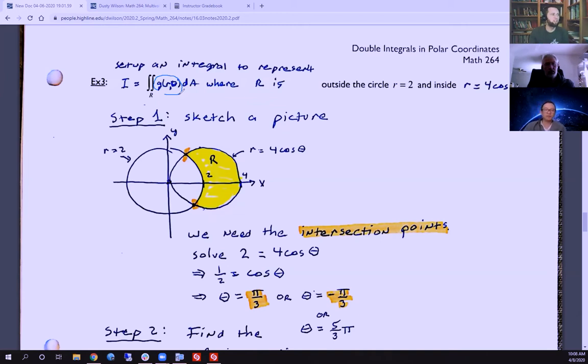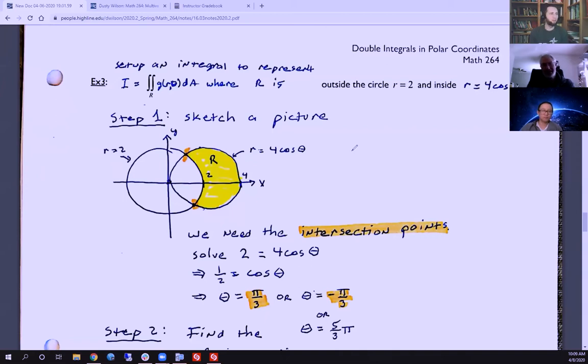In this case, the integral across the region R of g of r theta dA, where r is outside of the circle r equals 2 and inside the equation r equals 4 cosine theta. Our process is going to be the same in most of these questions: we're going to sketch the picture, we're going to find our limits, and then we're going to integrate. And we've been using this fancy technique for sketching pictures, called graphing calculator, or Texan friend.